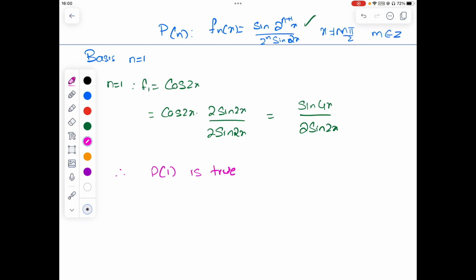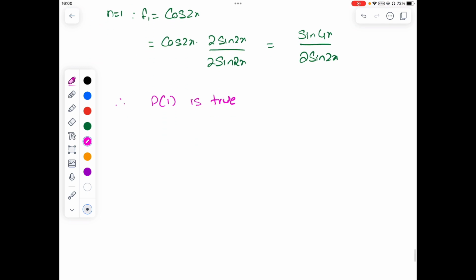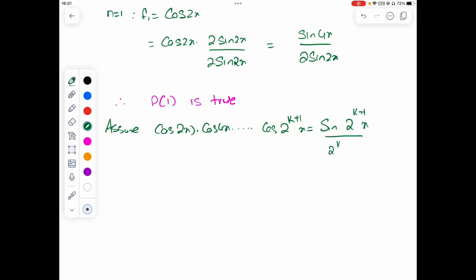Next, what am I going to do? I am going to do the assumption. What do I assume? Assume cos 2x times cos 4x, and so on, up to cos 2 power k x, equals sine 2 power k plus 1 x divided by 2 power k sine 2x. This is our assumption.